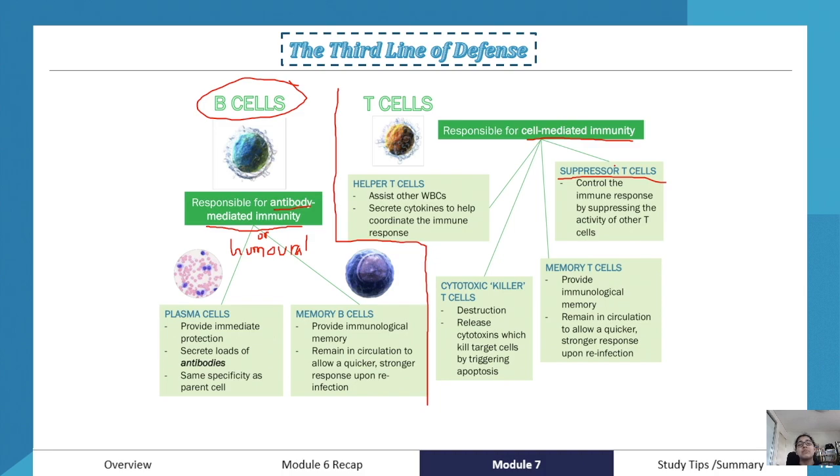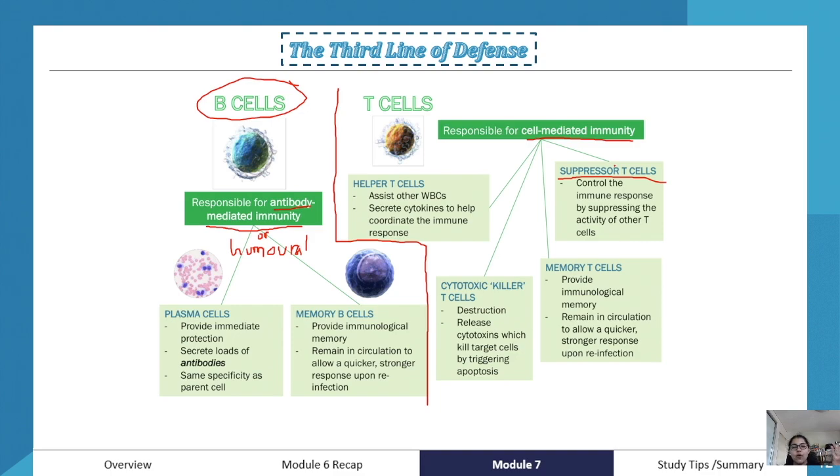Finally, we've got the memory T cells. These guys I like to think of as the intellectual, smart kids of the group. These are the ones that are like, hey, you are all so busy getting this whole response happening, but you forgot to actually remember what antibodies you used, how you went about doing this whole response. So the memory T cells give the immunological memory in the cell-mediated immunity, and they remain in circulation to allow for a quicker response next time there's an infection.